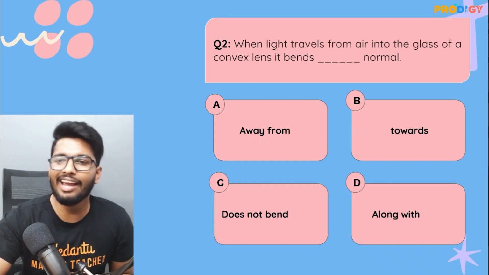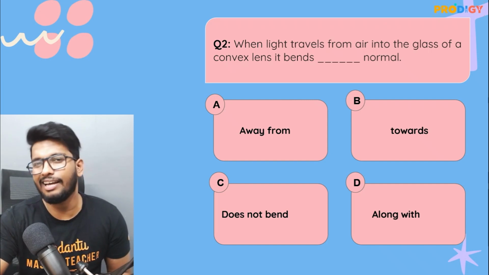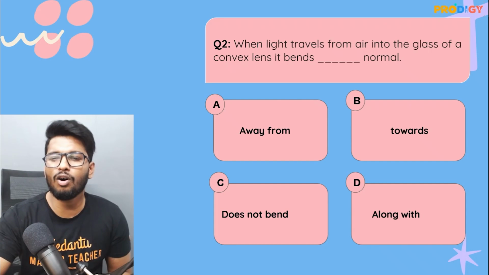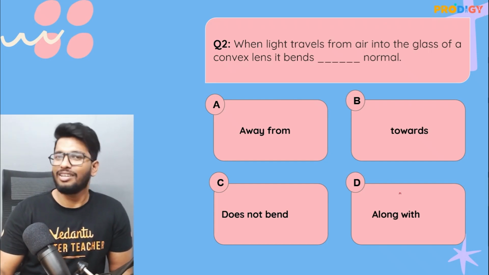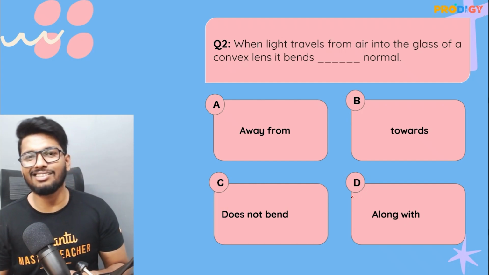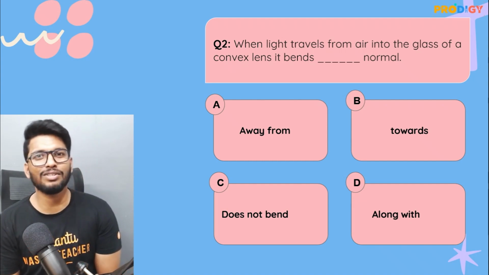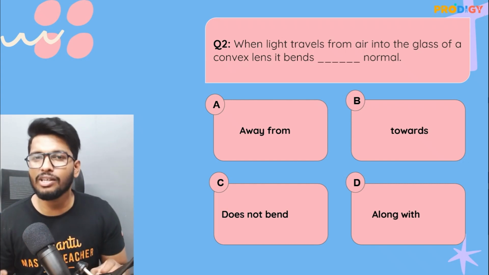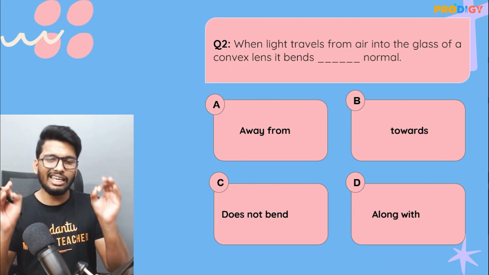When light travels from air into glass of a convex lens, it bends dash the normal: away from the normal, towards the normal, it does not bend at all, or along with the normal. Oh, wow. What an amazing option. Please don't choose option D. Do not insult yourself by doing that. But yes, go ahead, people. You have 3 options to select from. Think carefully and then answer, because this is one of the most important questions, on some of the most fundamental things that a lot of students go wrong in. So think very carefully and answer.